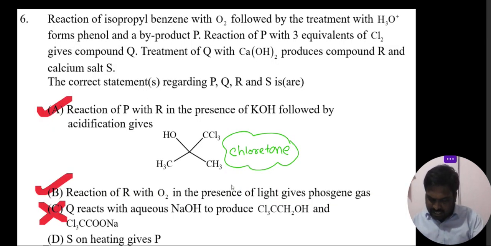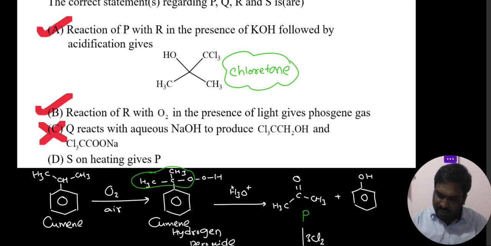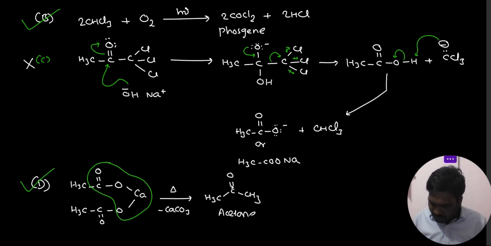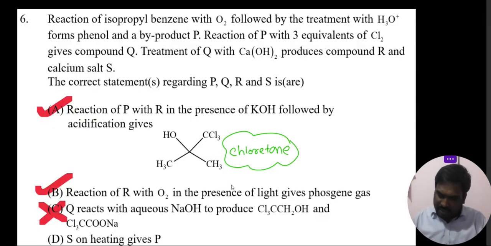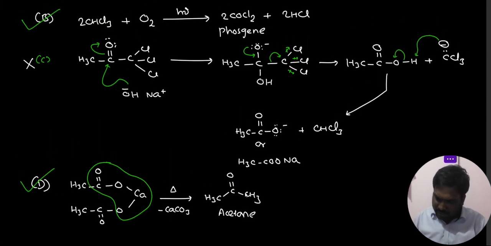So when S is heated, which compound is formed, P. So what is P here? Acetone. That's why statement D is right. On heating calcium acetate, CaCO3 is formed as a byproduct, and the main product is acetone. Understood? Acetone is P. So statement D is right.